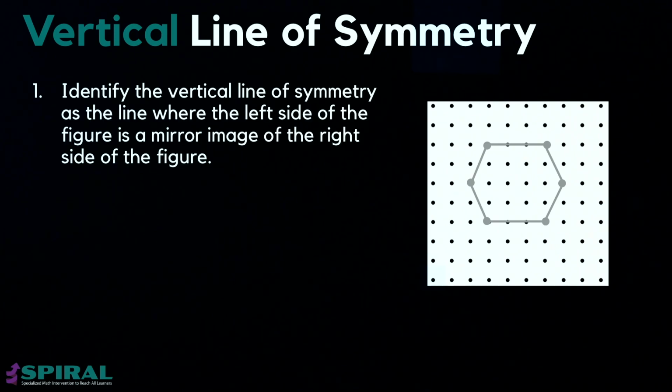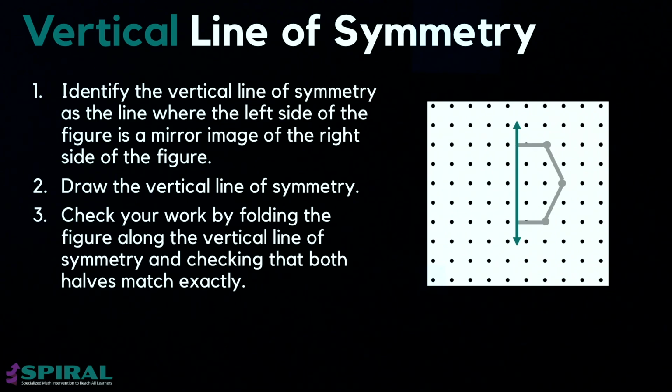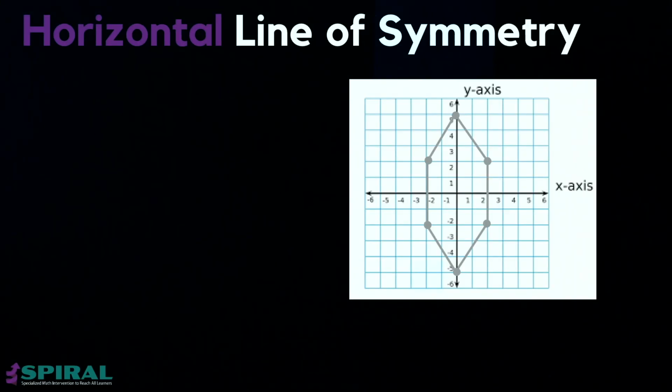First, identify the vertical line of symmetry as the line where the left side of the figure is a mirror image of the right side of the figure. Second, draw the vertical line of symmetry. And third, check your work by folding the figure along the vertical line of symmetry and check that both halves match exactly.